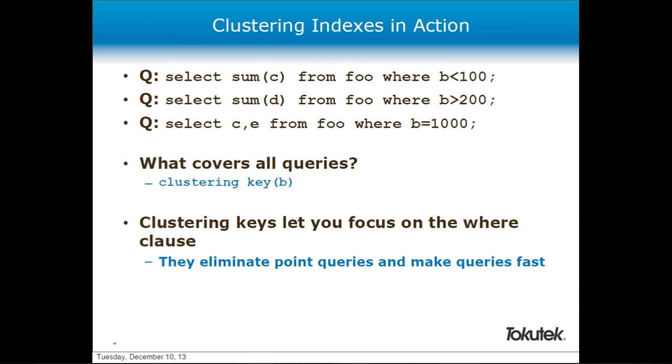So the key takeaway I want to drive home about what clustering keys do is that it just lets you focus on the where clause. It takes this second rule out of the equation: focus on reducing the rows retrieved, your point queries will be eliminated, and your queries are just going to be fast.